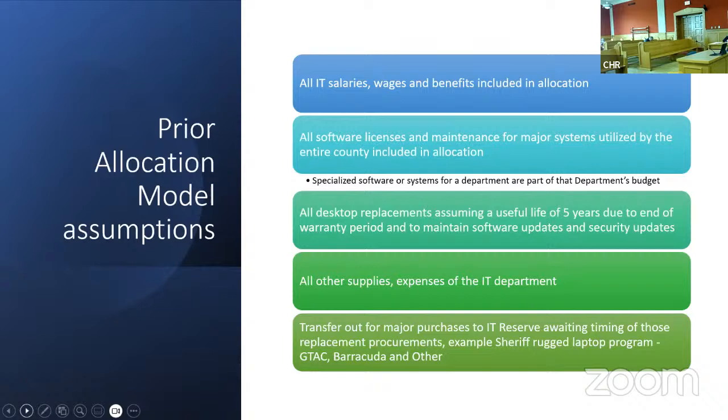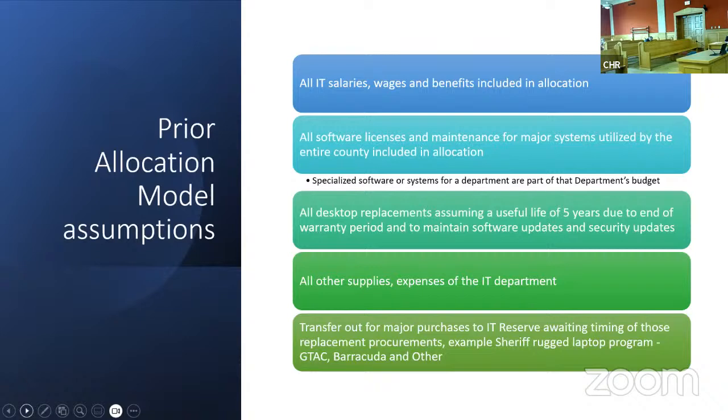Also included in the IT allocation model was an expense for all the desktop replacements. That was under minor equipment, and they were using basically a 5-year life. Then other supplies and expenses of the IT department. And finally, there was a category for transfers out for major purchases to the IT reserve account. Those were things where they're awaiting the timing of those major purchases.